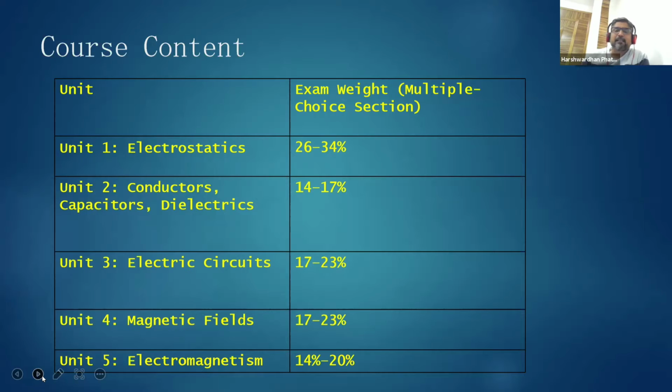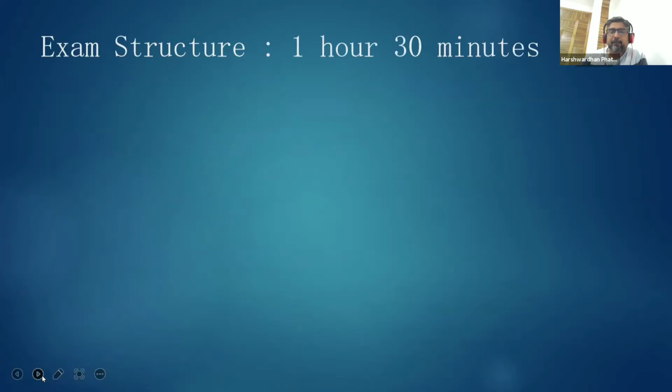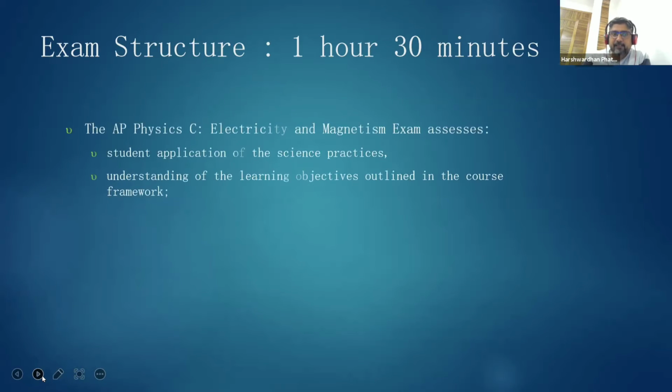Now, as you can see, more or less, the weightage of all the units is the same, but for electrostatics, which carries the maximum weightage, around 30% on average. So 1/3 of your test is based on electrostatics as a topic. The exam structure: it is a 1 hour and 30 minute test.